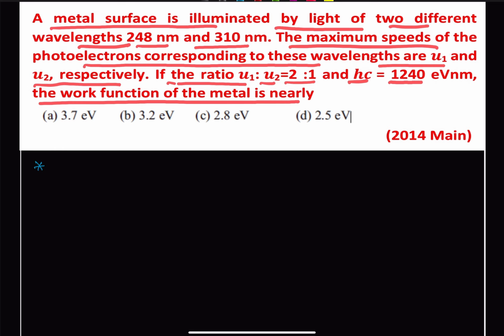Let us assume that first wavelength is our lambda 1, which is our 248 nanometer, and the corresponding speed is our U1. Second wavelength is our lambda 2, which is given as 310 nanometer, and suppose the speed is given as U2. And relationship between U1 and U2 is a ratio. So we are given U1 is to U2 is equal to 2:1.